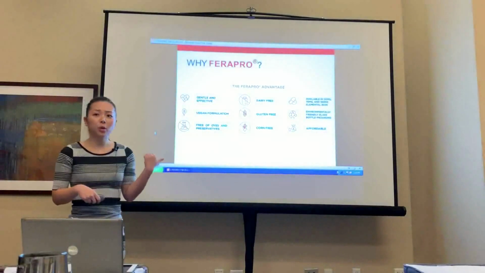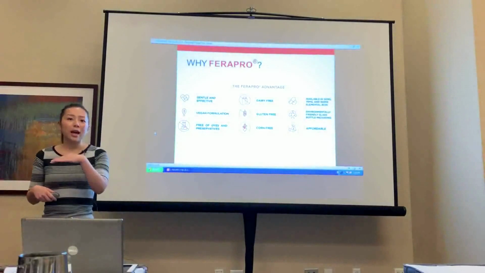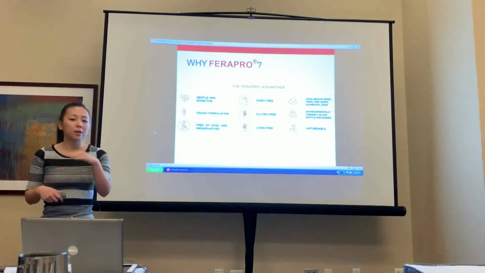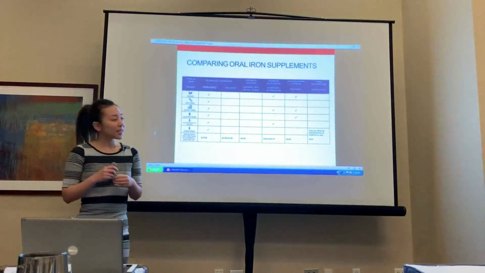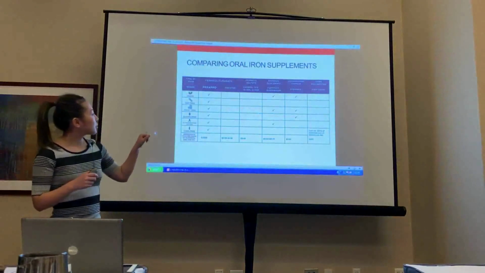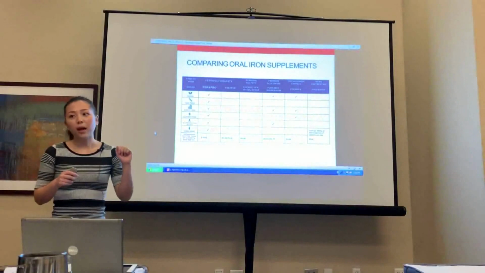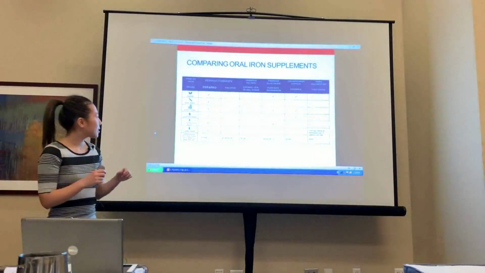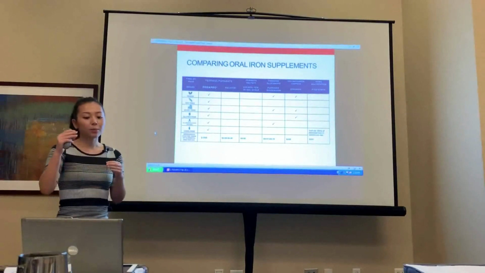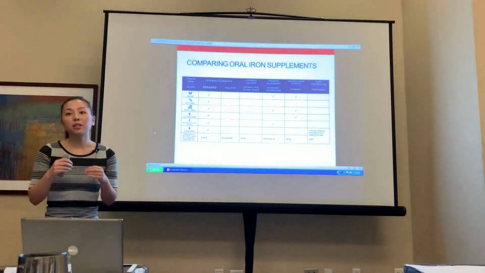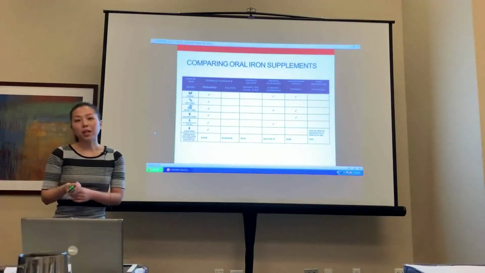And finally, it's affordable. So when you line up all of your irons on your shelf, they might be looking at their generic ferrous gluconates and saying, why would I pay so much more for FERAPRO? Well, if we look at this comparison chart here, the bottom row shows you a comparison of the different irons on market in their brand names compared to FERAPRO at price per capsule. So we set the price based on 150 milligrams of elemental iron per dose. And you'll see that FERAPRO is 60 cents per 150 milligram daily dose.